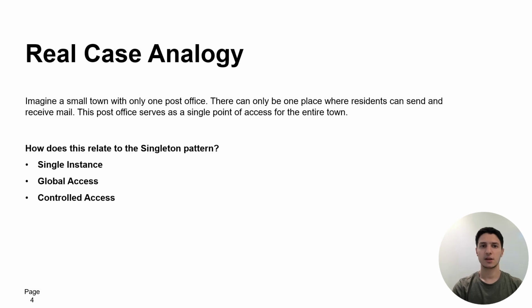Global access. Residents can access the post office from anywhere in the town. Similarly, the singleton instance can be accessed from anywhere within the application. Controlled access. The post office has rules and regulations that the residents must follow in order to send and receive mail. The singleton pattern often includes a mechanism to control how the instance can be accessed and used.